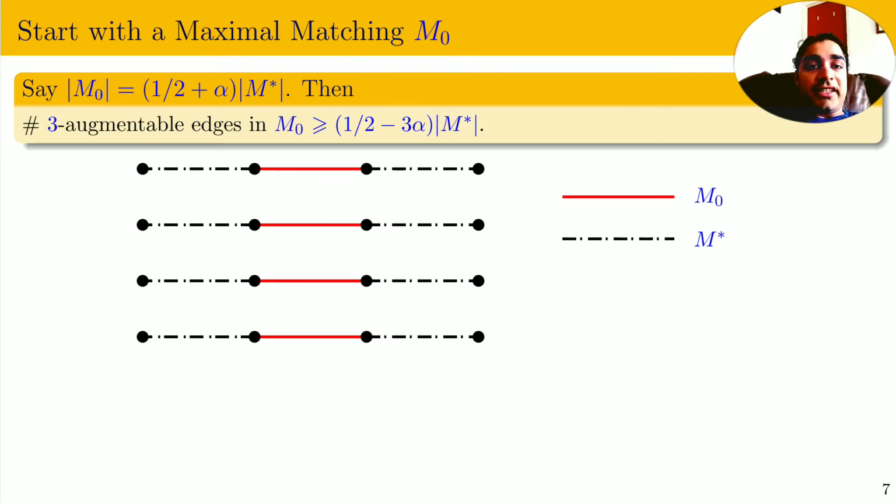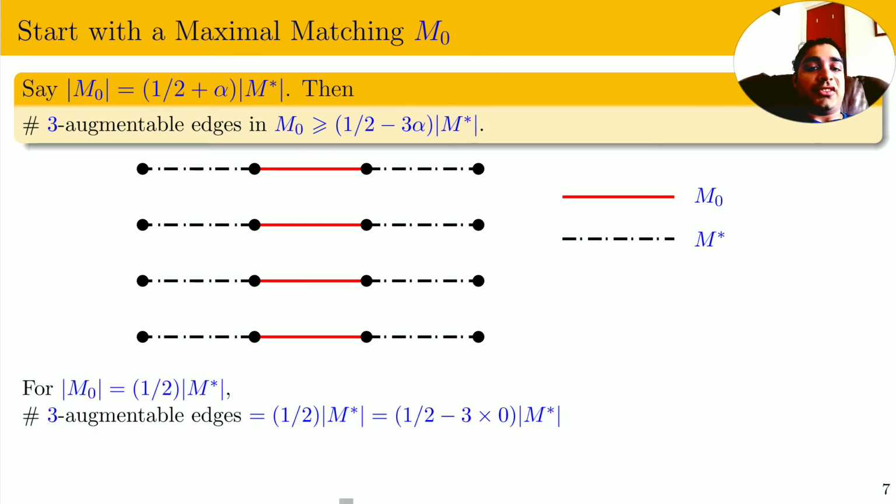So let's say you start with this maximal matching M0, red edges, and all the edges are actually part of three augmenting paths. Then M0 is exactly half approximate. So here below the figure, size of M0 is half the size of M star, and the number of three augmentable edges is all of M0, which is half the size of M star, and that matches what the lemma says above, which is half minus 3 times alpha times size of M star.